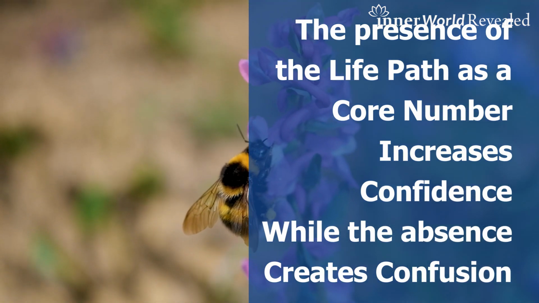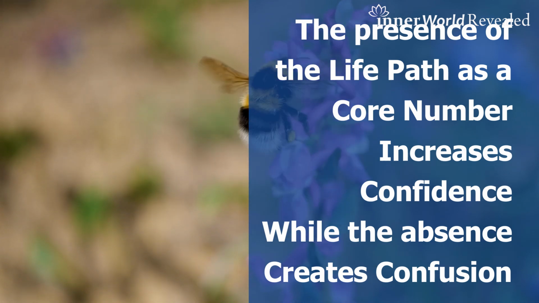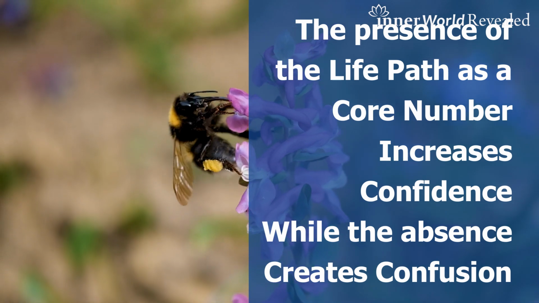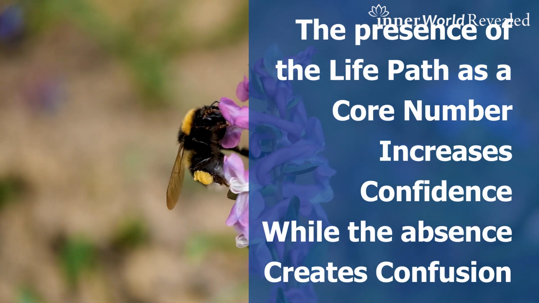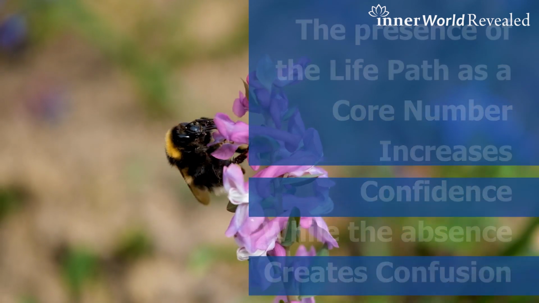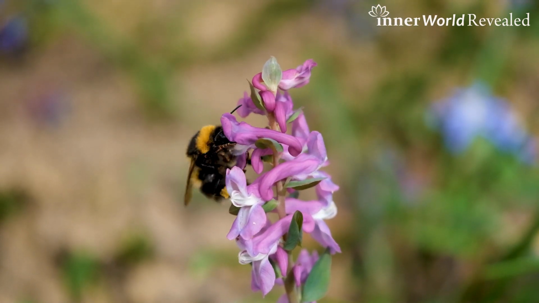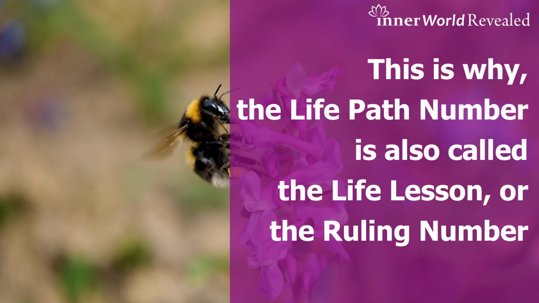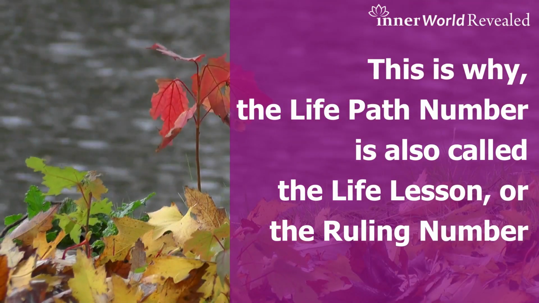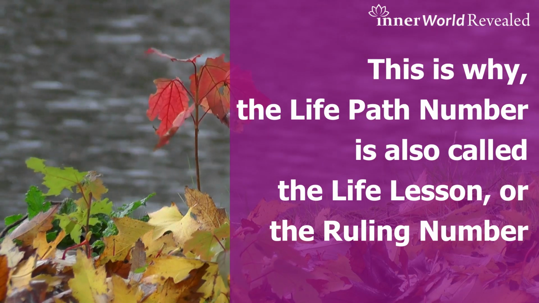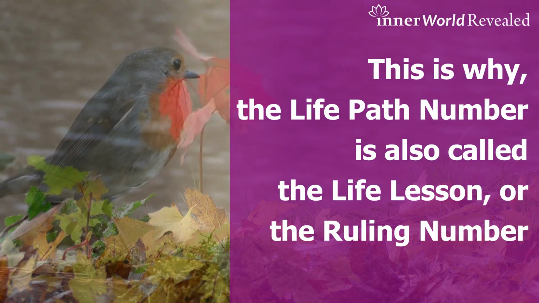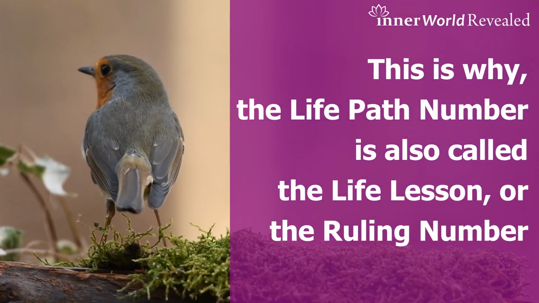However, if they are totally absent, it means that the person would repeatedly be put in situations where she or he would need to learn them, would have some confusions, and would need to cultivate these qualities from time to time. And this is why this life path number sometimes is also called the life lesson number or the ruling number for the person, because this outlines the most important life skills once again.